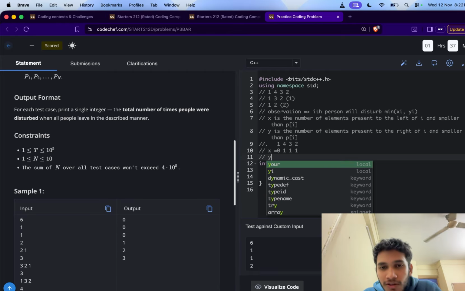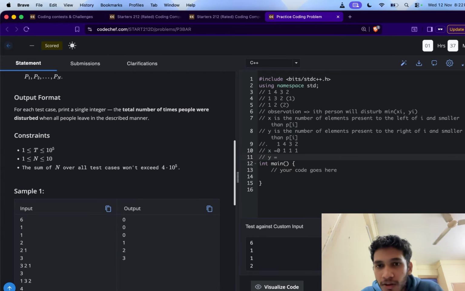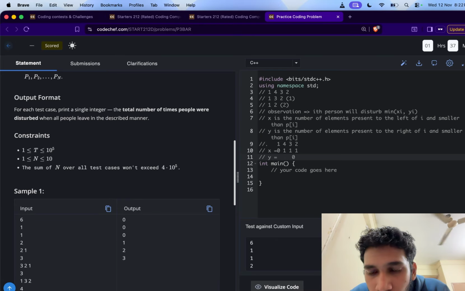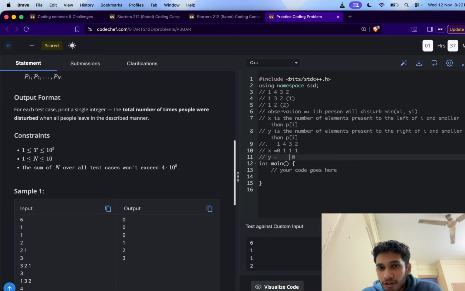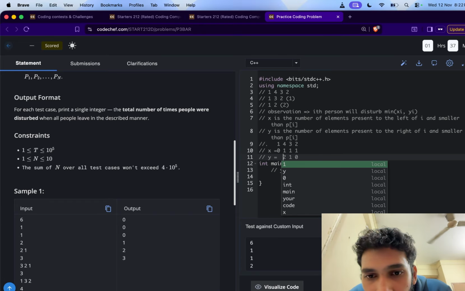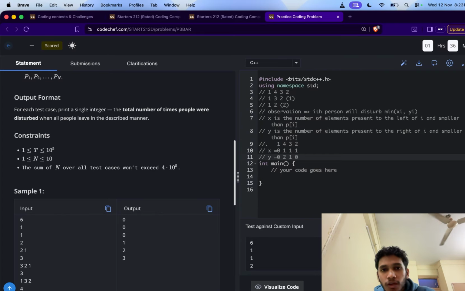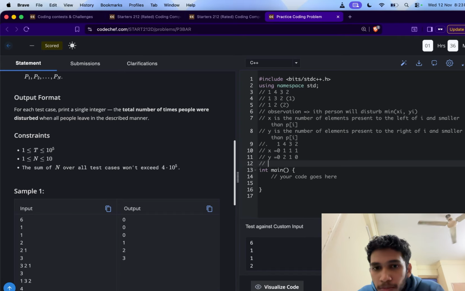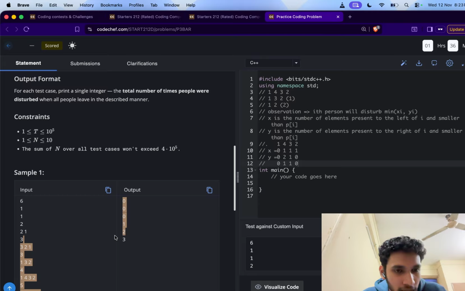Similarly, for y, it counts to the right of the current index. What is present to the right of 2? There is no element, so its value would be 0. Similarly, what is present to the right of 3? It's 2. And is it smaller than 3? Yes, it is. So it's 1. I would be filling it now: 2 elements are present and 0 elements are present. So take the min of xi and yi for each index. It's 0, 1, 1, and 0 again. So the answer is 2, and this is reflected in the answer.